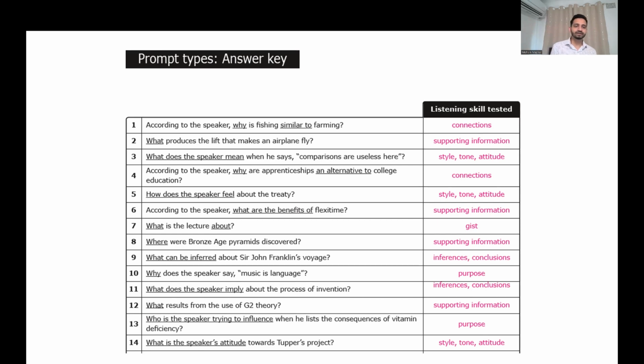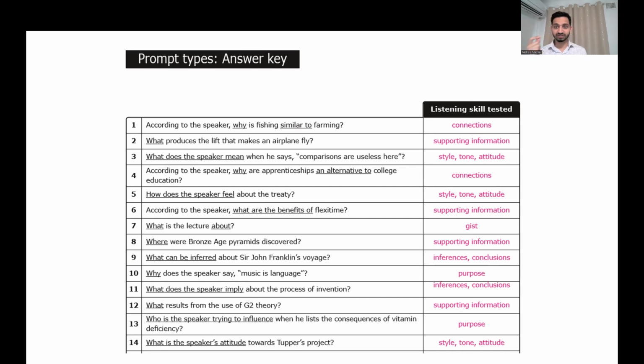All right. Now, in terms of number 4, according to the speaker, why are apprenticeships an alternative to college education? Why are apprenticeships, that's specific information, isn't it? So apprenticeship to college education, what is the connection? We're looking for the connection. Why are apprenticeships an alternative to college education? Why are they different? We are looking for a connection between these two.